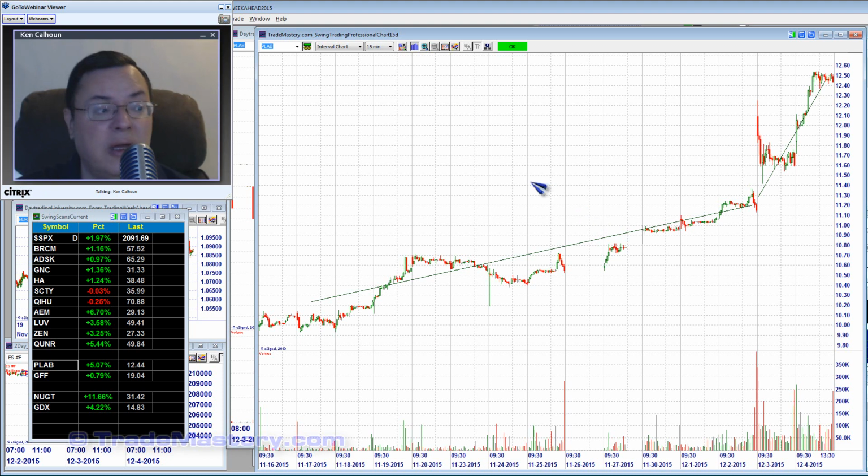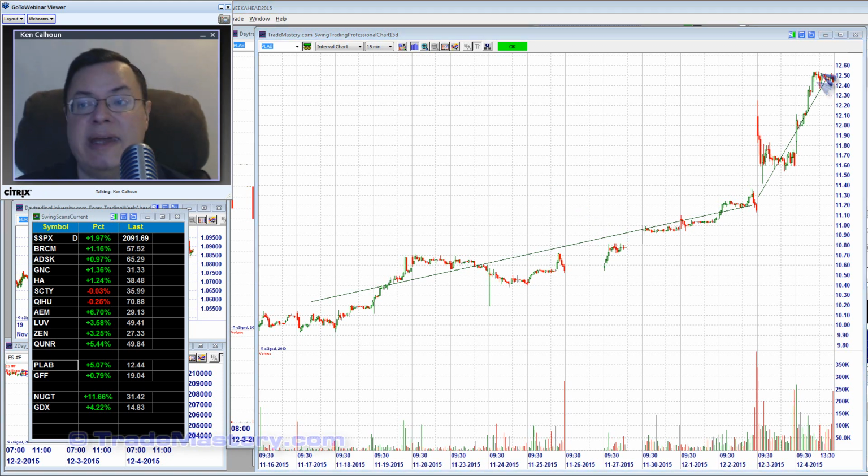That's all good. P-Lab, my long trigger is 12.8. So I'm going to use relatively tight because it's such a good strong chart. So 12.80, okay, for the breakout.